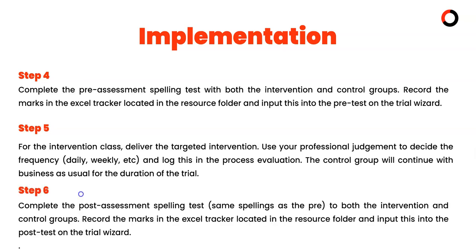And finally, step 6. Complete the post-assessment spelling test, which is the same as the pre, at the end of the 6 weeks to both the intervention and control groups. Record the marks again in your Excel tracker and then input these into the post-test on the trial wizard. If you then click Analyze, you'll then have the opportunity to complete a short process evaluation and then generate an impact report to find out how this intervention has worked in your school.